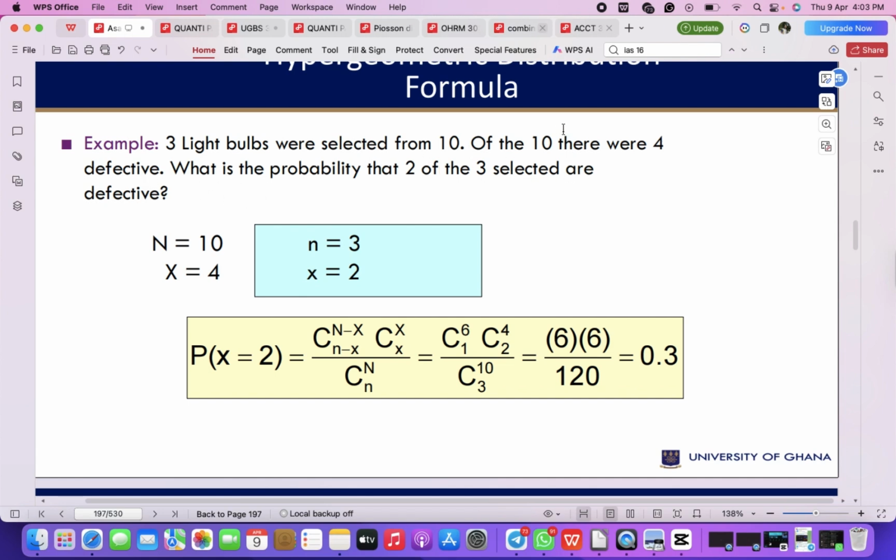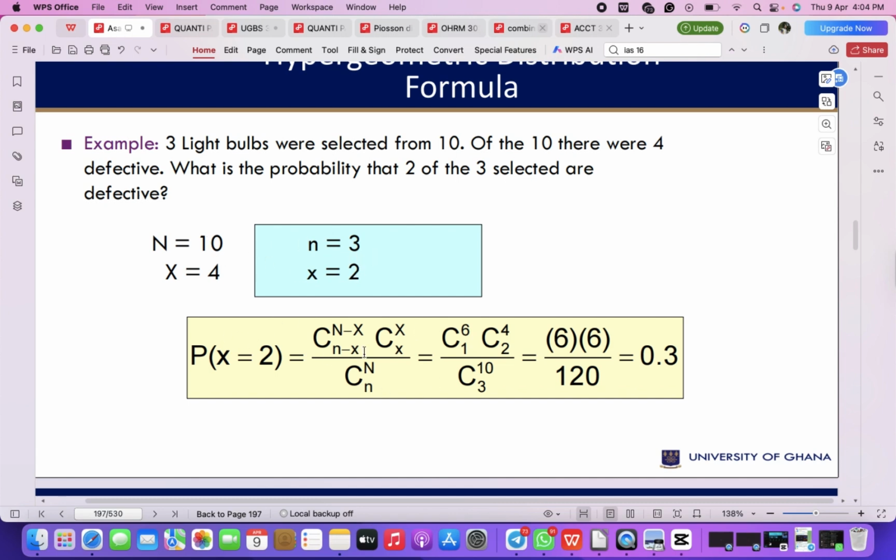So we know our total number of bulbs is 10, so represent it by capital N is equal to 10. And out of these 10, there are 4 that are defective, right? So these 4 represent the capital S. So we say our capital S is equal to 4. That's the defective bulbs. And then our sample size, the one selected, which is 3, what's the probability that out of these 3, 2 are defective? So we just represent them like this.